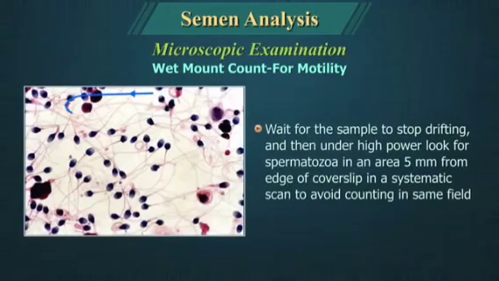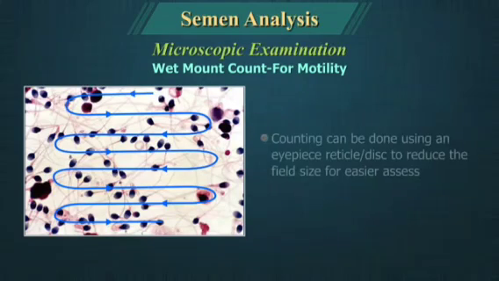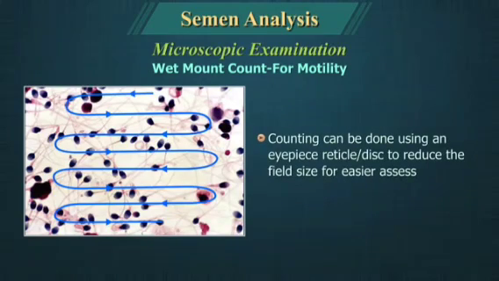Wait for the sample to stop drifting and then under high power, look for spermatozoa in a systematic scan 5 millimeters from the edge to avoid counting in the same field. Counting can be done using an eyepiece reticle or disc to reduce the field size for easier counting.